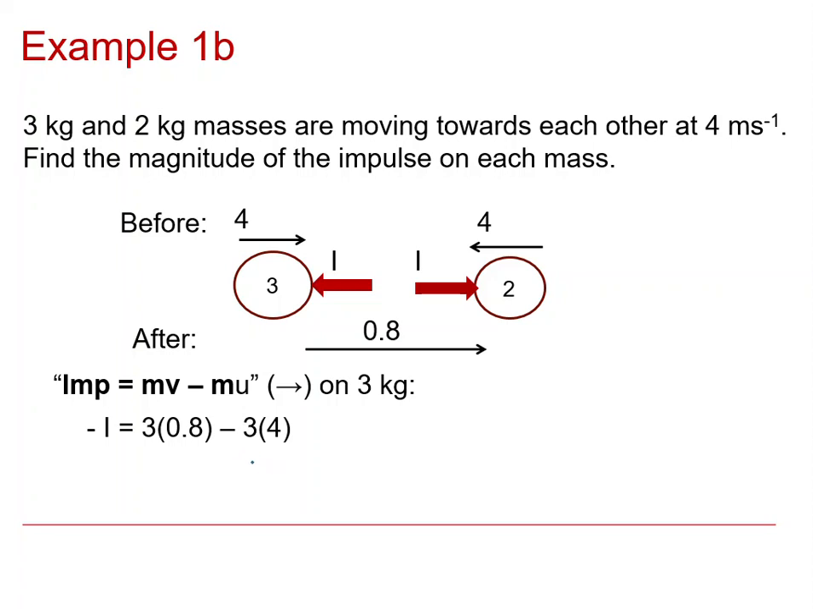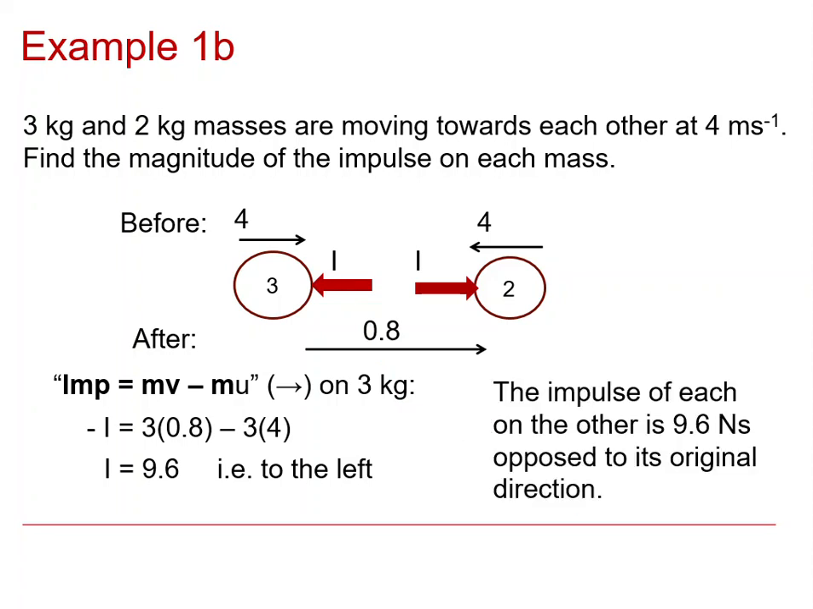Well, that's again a few numbers, and it gives us an answer fairly quickly. It's that I is 9.6, and that has to be to the left because the I is positive. From the diagram, that means it's going to the left.